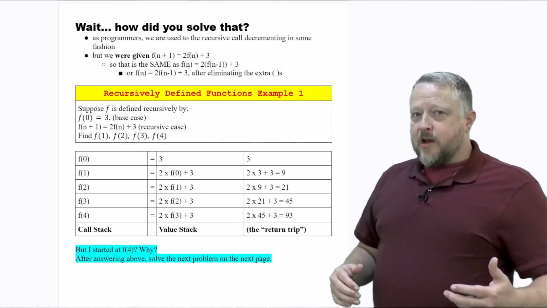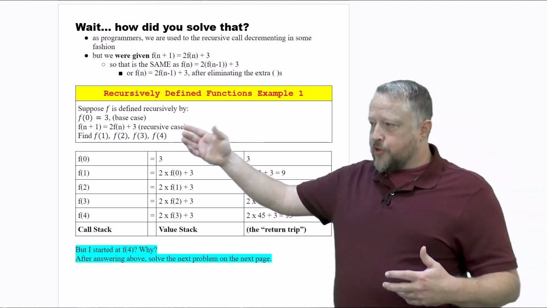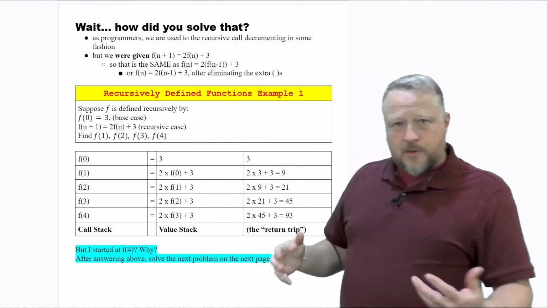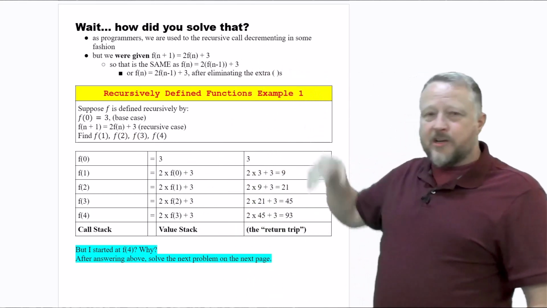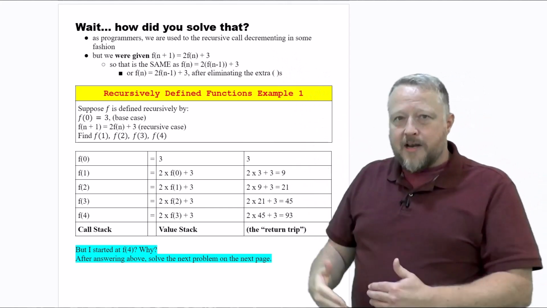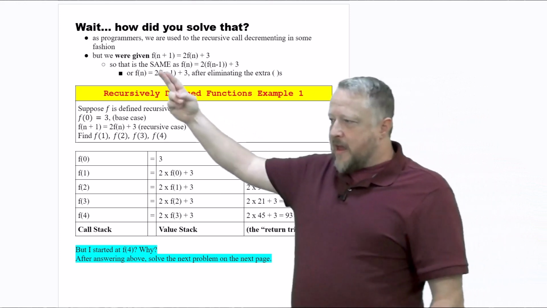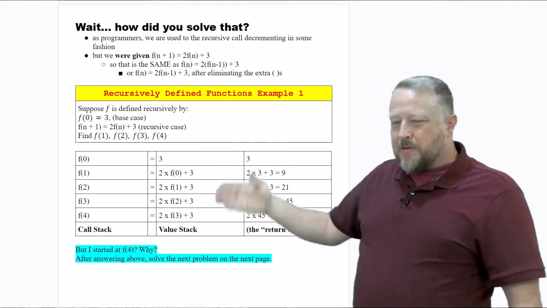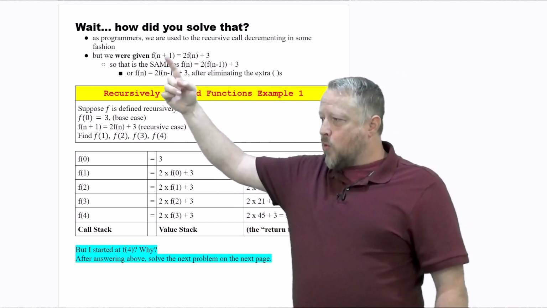In that previous video, I showed you how the book handles our recursive function using the f of n plus 1 on one side. We're not used to that as programmers, are we? We're used to having some type of decrementation in some fashion because we know it's going to end up failing eventually. So we are given f of n plus 1 equals 2f of n plus 3, but that's actually going to be the same exact thing as just moving the plus 1 over to the other side.